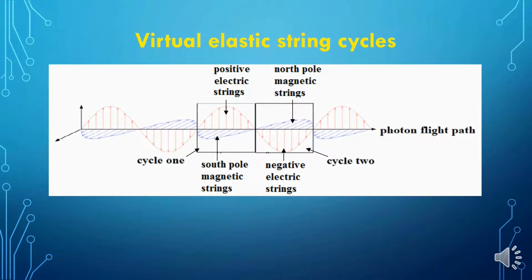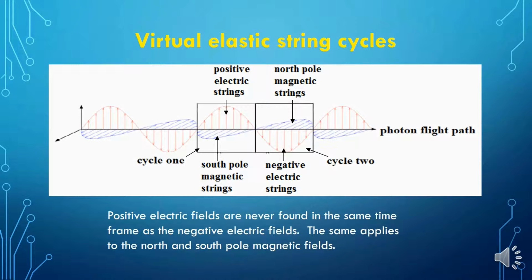This is an illustration of a photon traveling through space. In one string cycle, the photon creates positive electric virtuelastic strings, and in the next cycle, negative strings. The same applies to the magnetic fields. Positive electric fields are never found in the same time frame as the negative fields. The same applies to north and south pole magnetic fields.